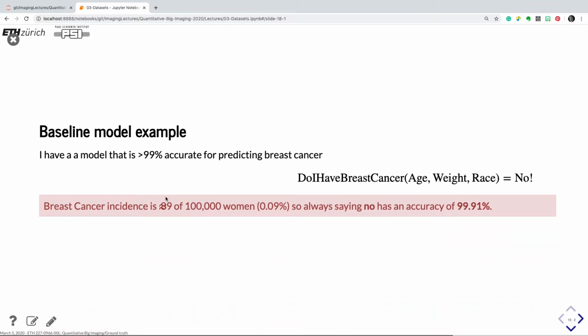Let's take a look at one example. This is one about breast cancer. We have a model. It predicts breast cancer with more than 99% accuracy. The algorithm is asking, do I have breast cancer? And it is given information about age, weight, and race. The predictor says no. This one has 99.91% accuracy to say no. And that's fantastic, right? No. Not really. So we have to look for something that actually takes this very small fraction and treats it correctly.